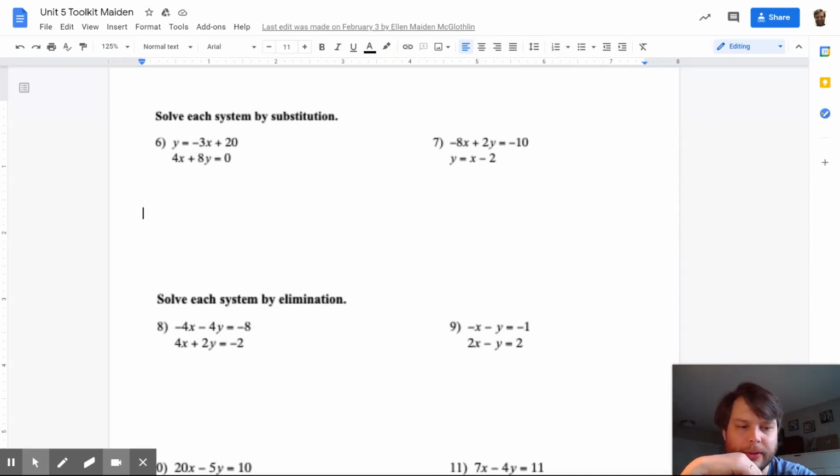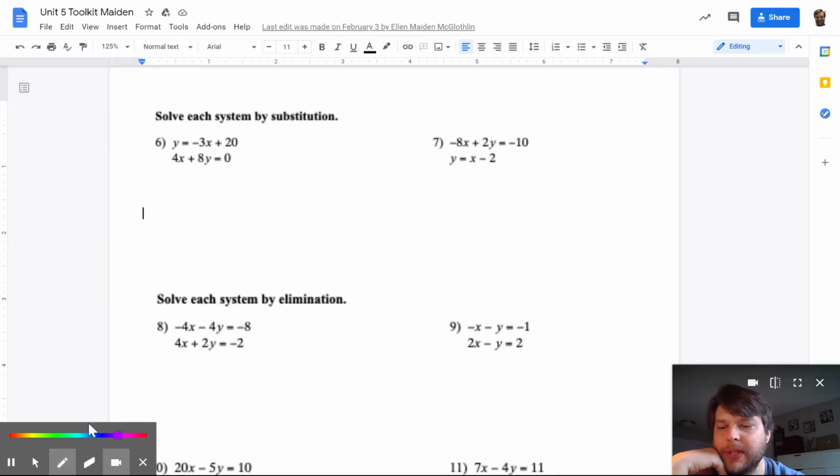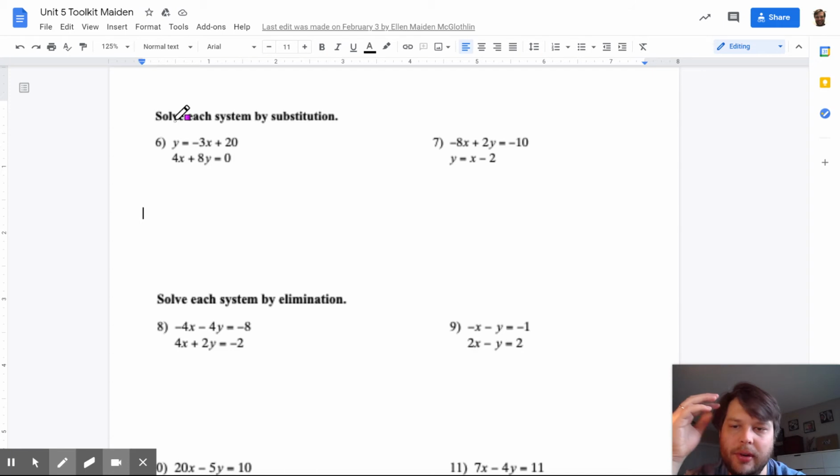So here I'm continuing the review. I'm doing the more algebraic page of review problems. I'm going to start with substitution. Substitution is when you have one equation already solved for a letter.